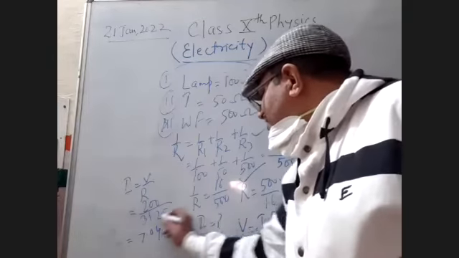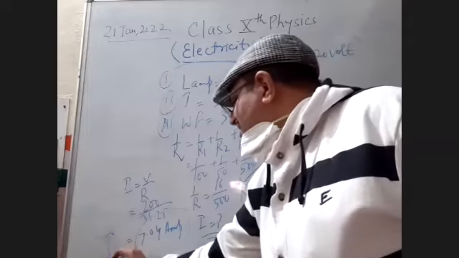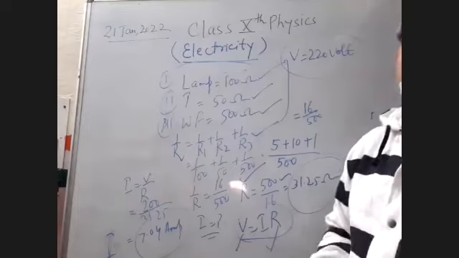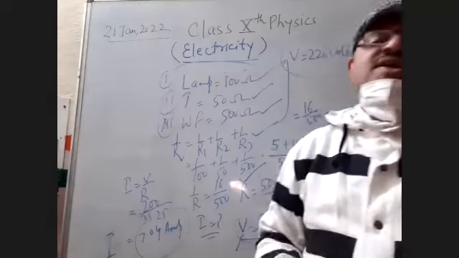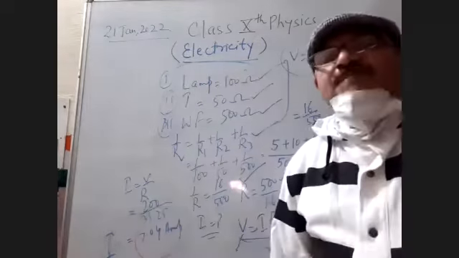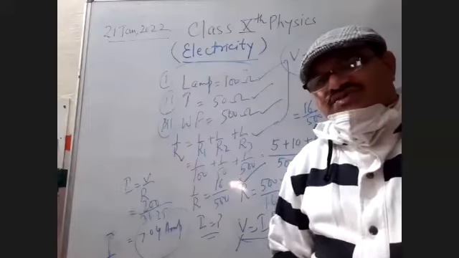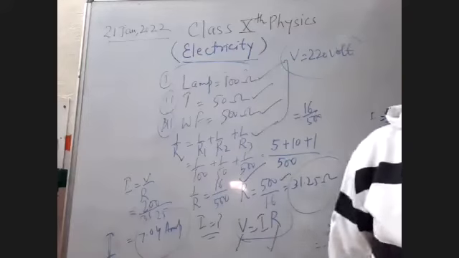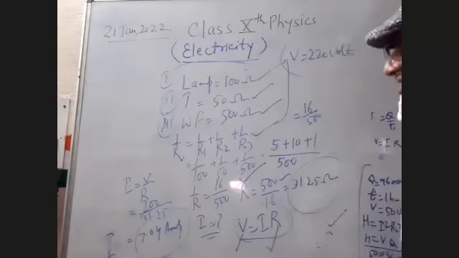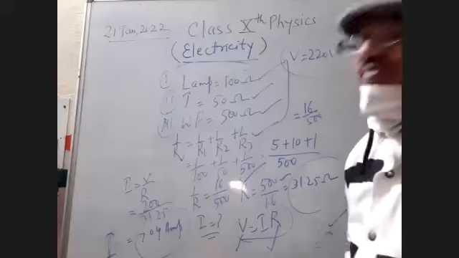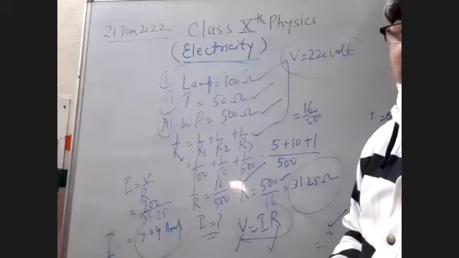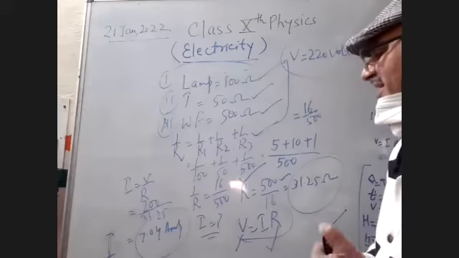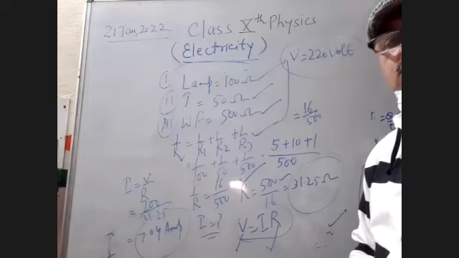Whenever students you are calculating any value, let it be current or potential difference, you must write it with the unit. The SI unit must be written, because the SI unit of current is ampere. Clear, students? So the first answer is the resistance is 31.25, and the second answer, the value of current, will be 7.04 ampere. I think this numerical number 2 I have explained in detail. There should not be any doubt. If you want to note down, please note down.